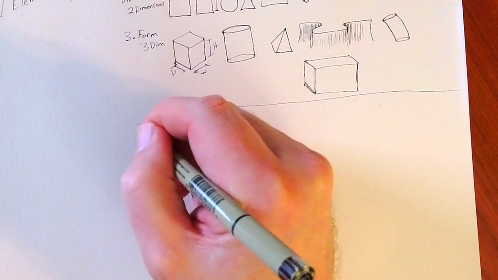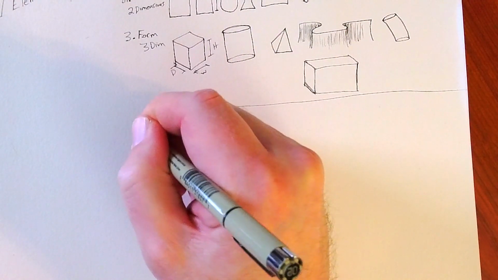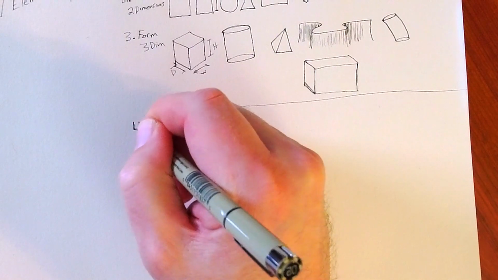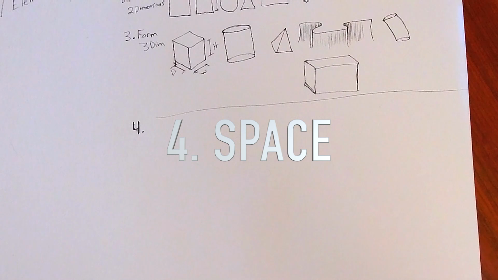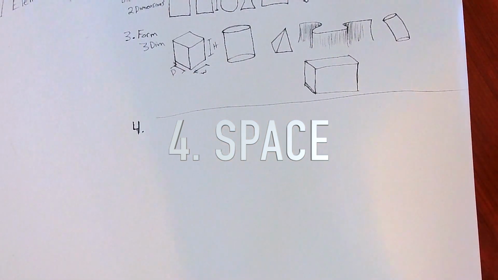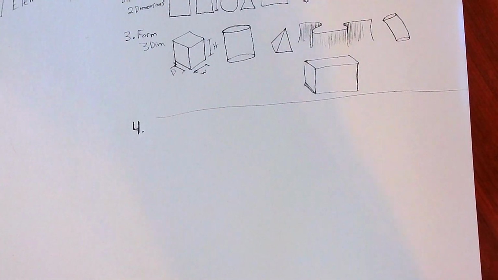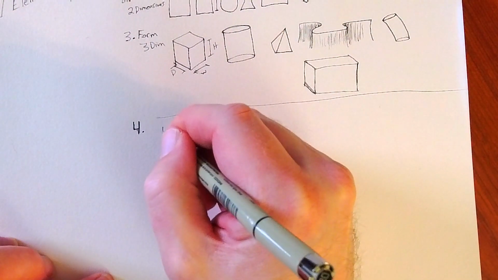Number 4 is space. We're familiar with the idea of space. If a couple people are placed apart, like 10 feet apart from each other, we know there's space in between them. So if we wanted to look at the people as a solid object, that would be the positive.